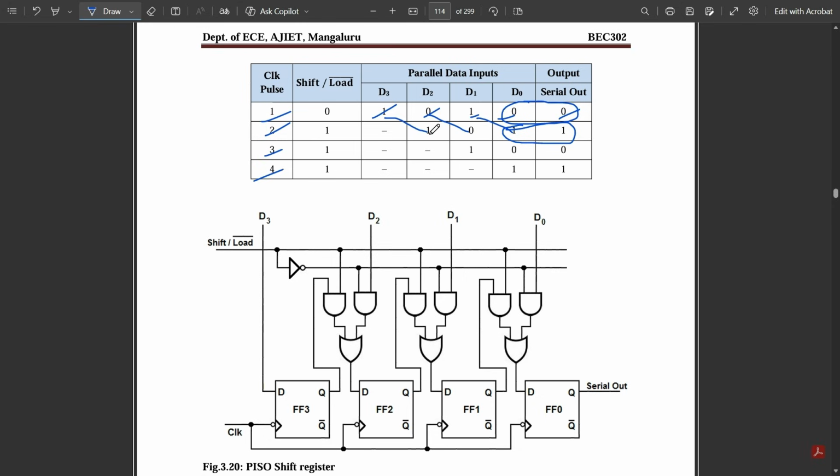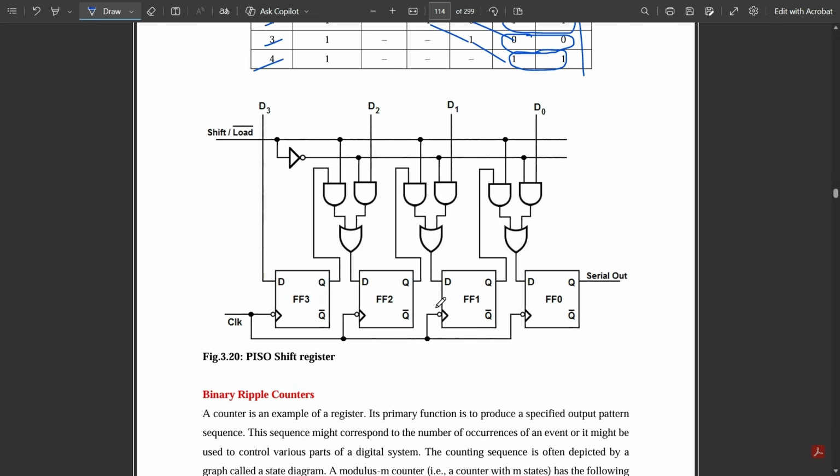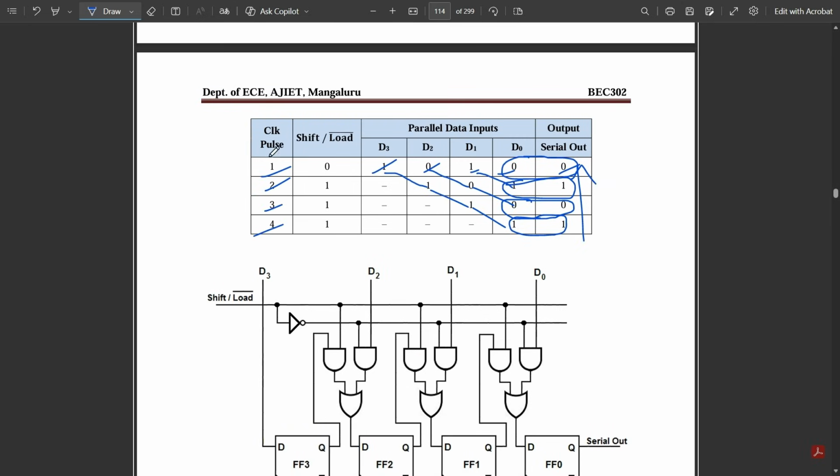Similarly, in the next shift, this one would be coming here, this 0 would be coming here, and the new value of output is now 0. Finally, this one would be coming here, and the new value of output is 1. So that's why this is the serial out data generated for a parallel in serial out shift register. Here in the output side and in the input side of the next stage flip flop, we are using two AND gates, and the outputs of the AND gates are given to an OR gate. This is common for all the flip flop stages. You need to note it down. So this is the diagram for the PISO shift register along with the truth table.